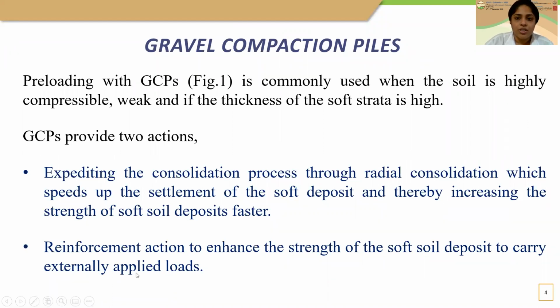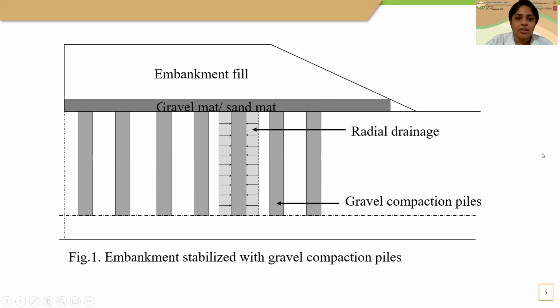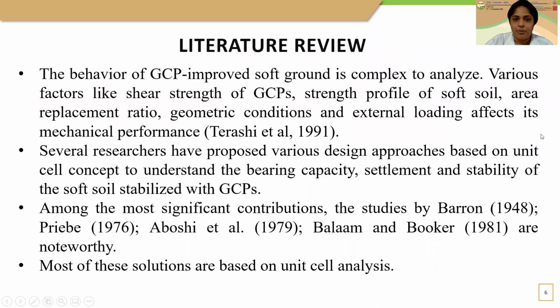Preloading with GCPs is a very common method that we use to improve compressible and weak soils. GCPs provide two main actions. The first one is that it will create shorter drainage paths and accelerate the radial consolidation, which will speed up the settlement. The second one is the reinforcement action that will enhance the strength of the soil. You can see an embankment resting on peaty, soft soil, which is stabilized with GCPs. Here you can see radial drainage happens around the GCP.